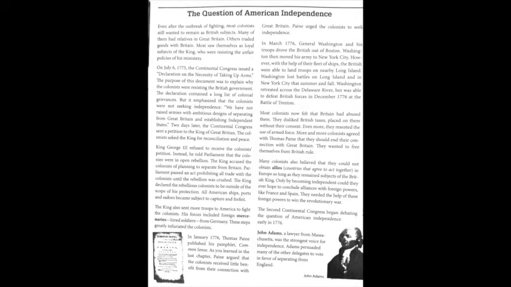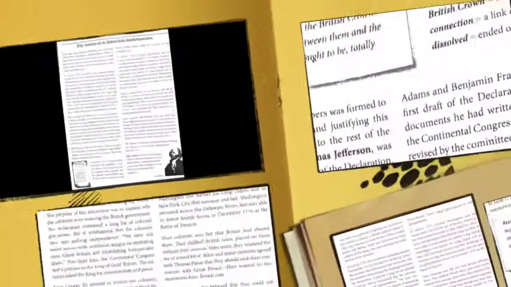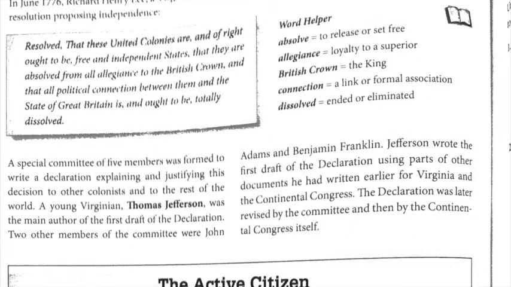Circle or highlight that. John Adams, a lawyer from Massachusetts, was the strongest voice for independence. I want you to underline or highlight that and put a little star next to it. Adams persuaded many of the other delegates to vote in favor of separating from England. Page 24. In June 1776, Richard Henry Lee, a Virginian, introduced a resolution proposing independence.